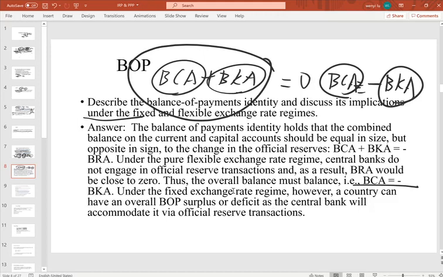On the fixed rate regime, a country can have an overall BOP surplus or deficit because the central bank can use official reserve transactions. But for our pure flexible exchange rate regime, our BOP cannot have a surplus or deficit because we have no official reserve transactions, so BRA equals 0. So these three will always be there in the equations, right?